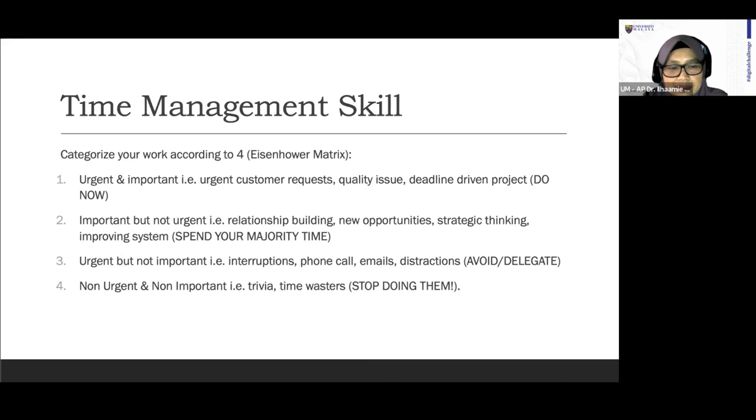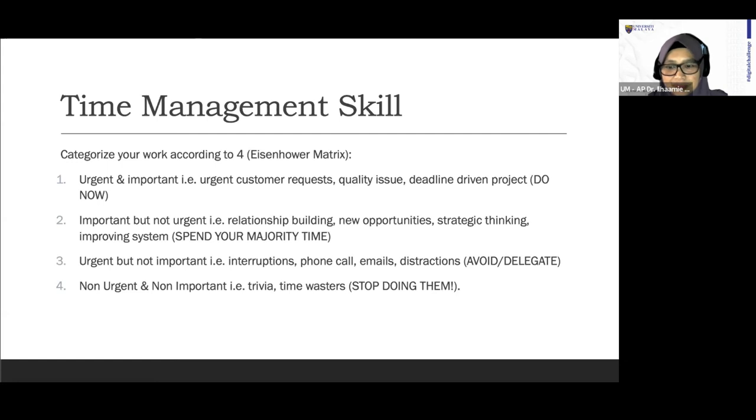All right. And finally, non-urgent and non-important, like trivia, time wasters. This one you have to stop doing. For example, like most of us, sometimes, for myself, I sometimes got addicted to Facebook, because there are so many photos, so many descriptions of the photos, so you got hooked by Facebook, or Instagram, or even LinkedIn. So if you are busy, you have some deadlines to do, then you have to stop looking at Facebook and Instagram or LinkedIn.